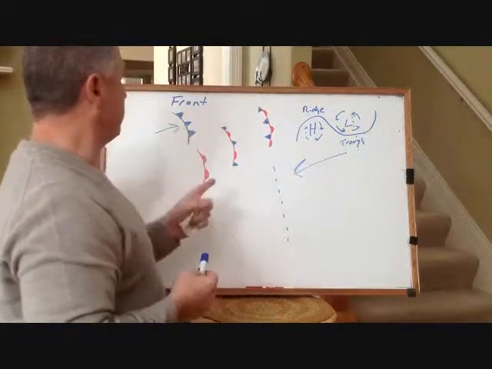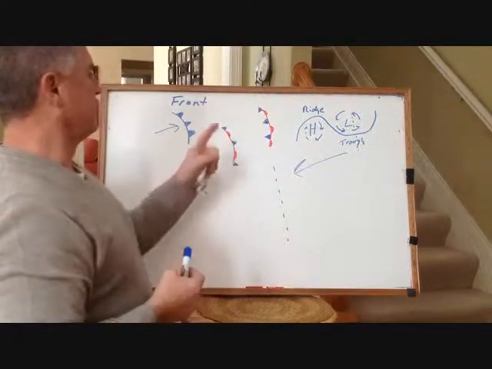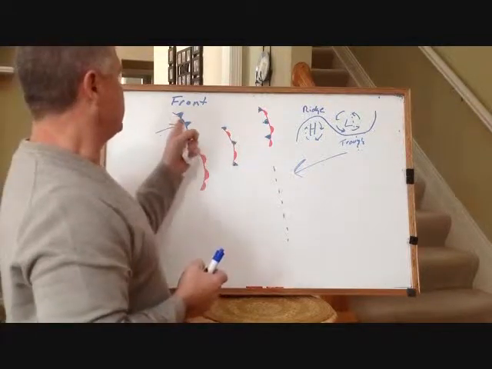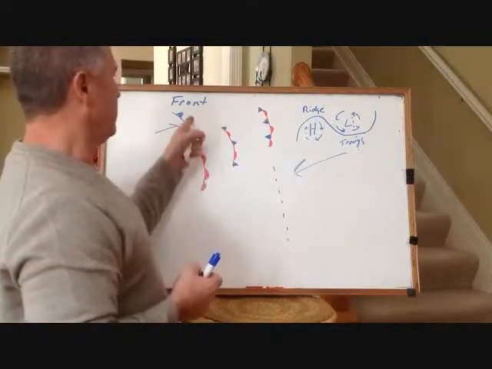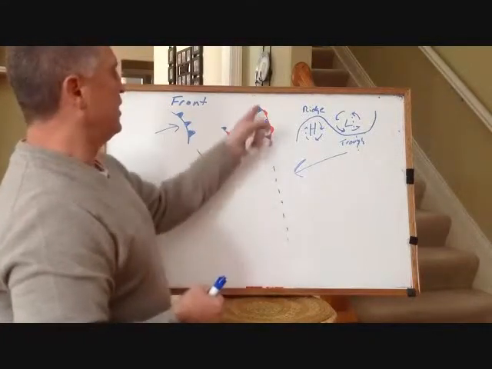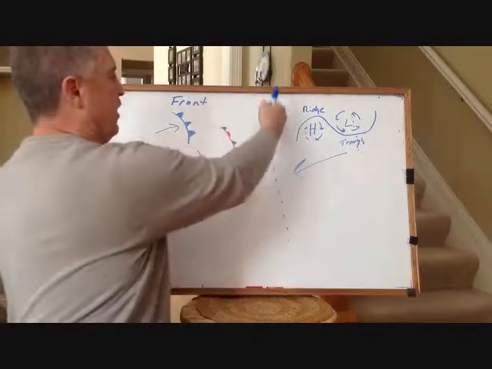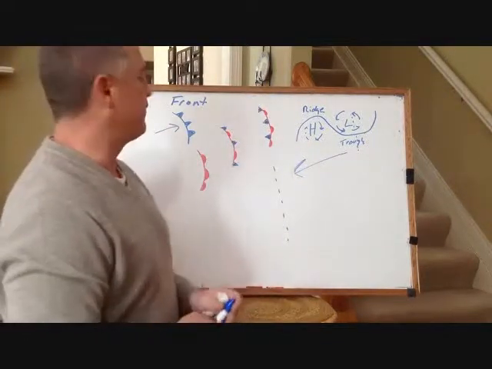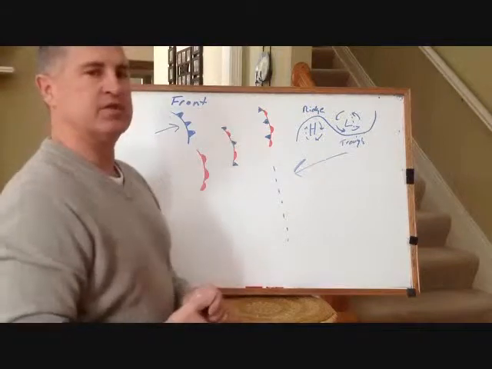So fronts: cold front, warm front, occluded front, stationary front, dry line front. Fastest moving, slowest moving, most intense rainstorms, occluded the second most. These you'll probably get long, slow drizzles, not real intense, but kind of linger and hang for a long time. So that's fronts, ridges, and troughs.